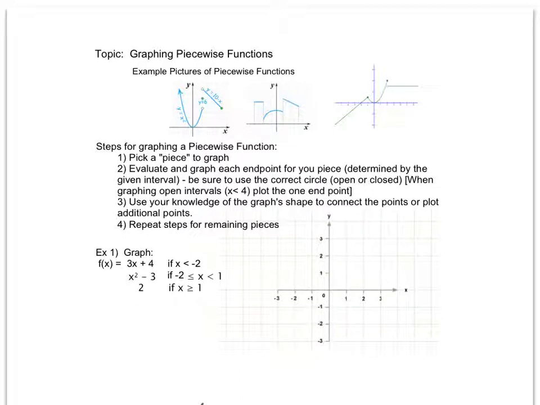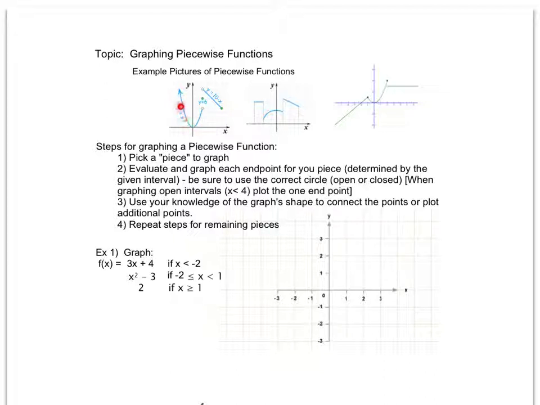Now that you know how to evaluate piecewise functions, we want to look at how we graph piecewise functions. The first thing I put here under your notes is some examples of pictures of different types of piecewise functions, just to show you what you can expect. Notice that this particular picture is made up of, excuse me, three pieces.